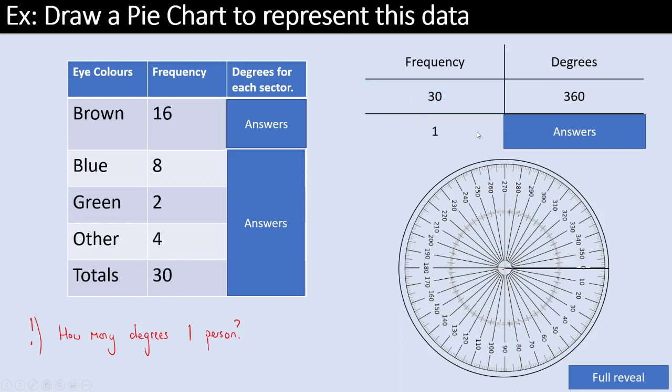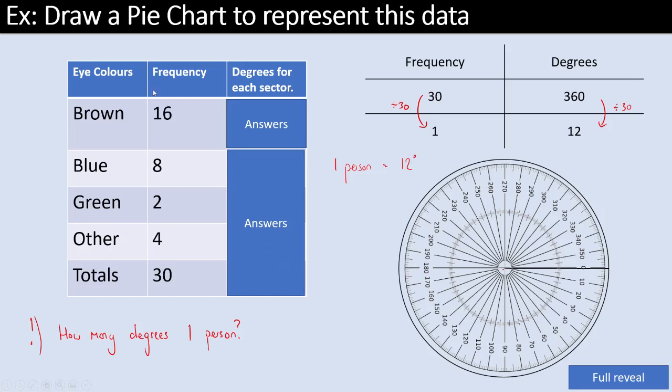If I'm using a quick little proportion table here, I'm wanting to think, how do I get from 30 down to 1? Okay, well, I divide by 30. That's straightforward enough. So I'm going to have to make sure that I do that on the other side as well. 360 divided by 30 is 12. Okay, so this means that one person or one thing is 12 degrees. And if we know that, then we can do anything that we need to from this pie chart.